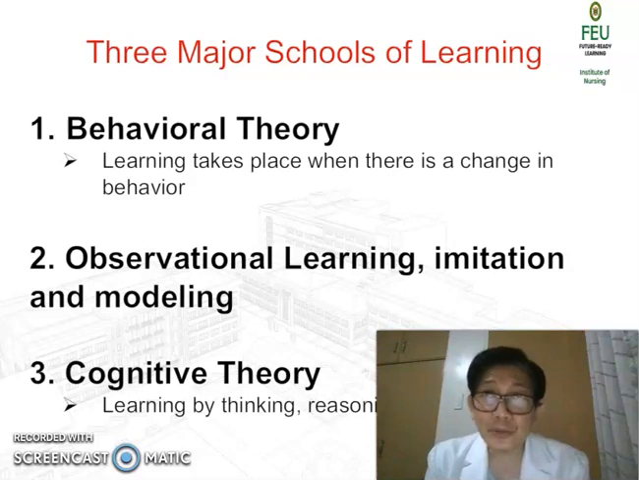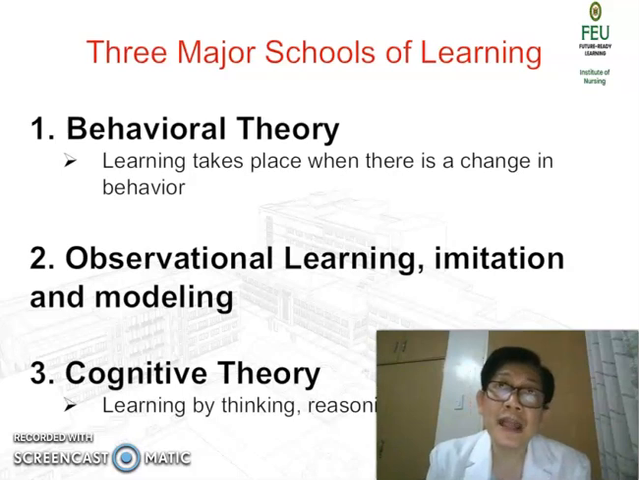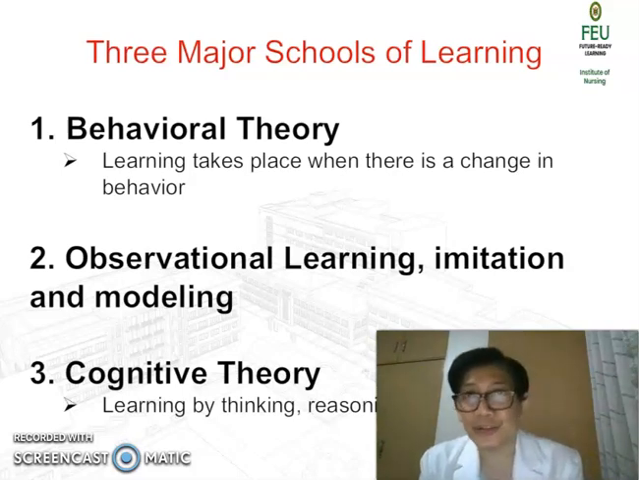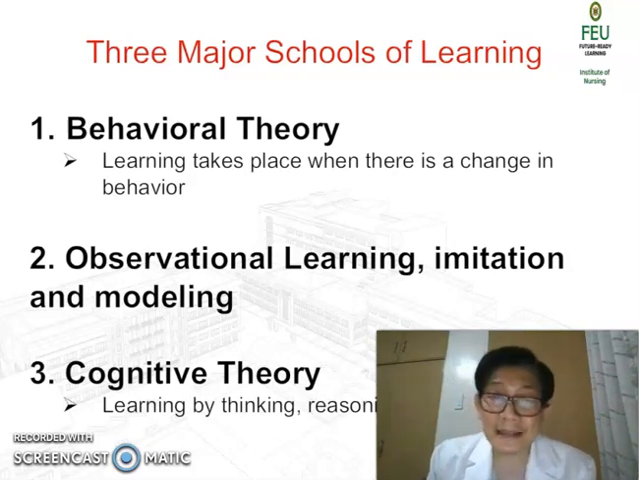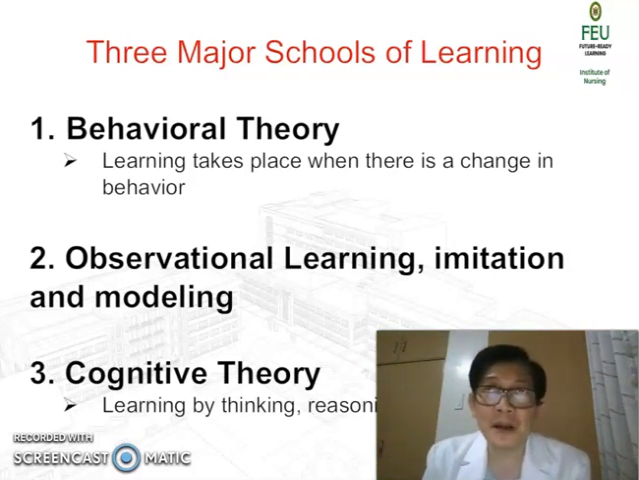And then the students, upon learning the principle of giving intramuscular injection, will try to model and do the actual procedure in giving intramuscular injection through return demonstration. So that is an example of observational learning, imitation, and modeling as applied in nursing.